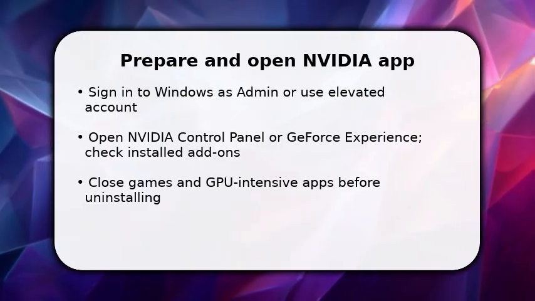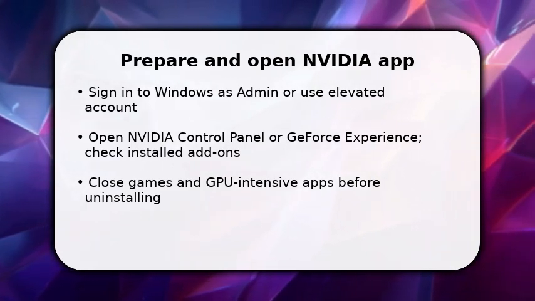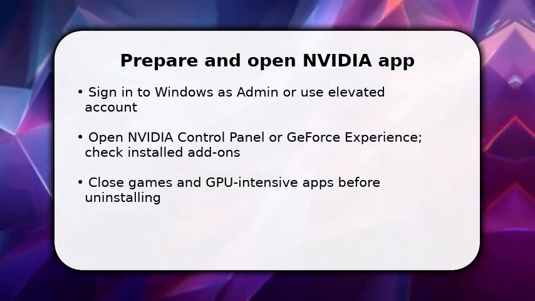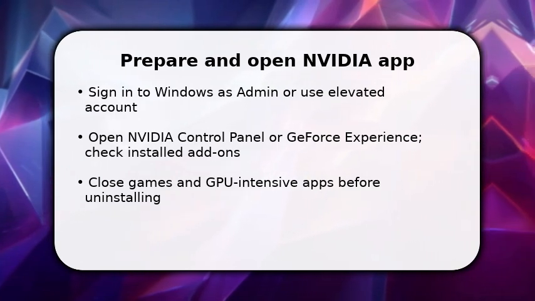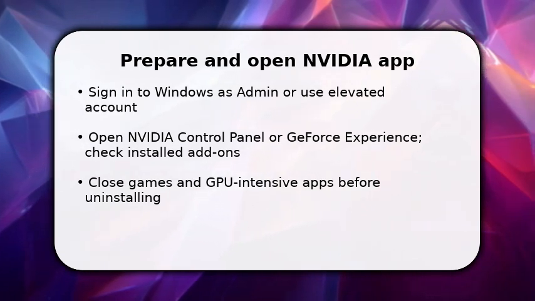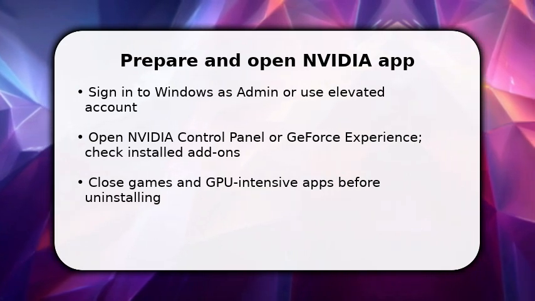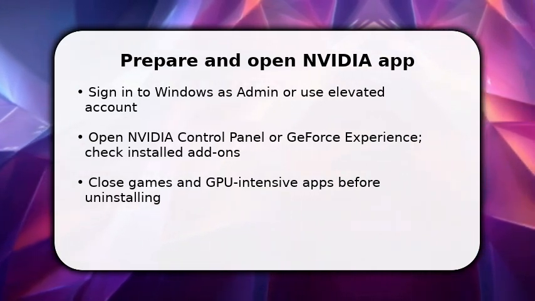You begin by making sure you're on an administrator account so the app can remove files and services. Open GeForce Experience or the Nvidia control panel and locate the app or component you want removed. Once done, close any games, recording, or streaming software so drivers aren't locked. This prevents file in use errors.